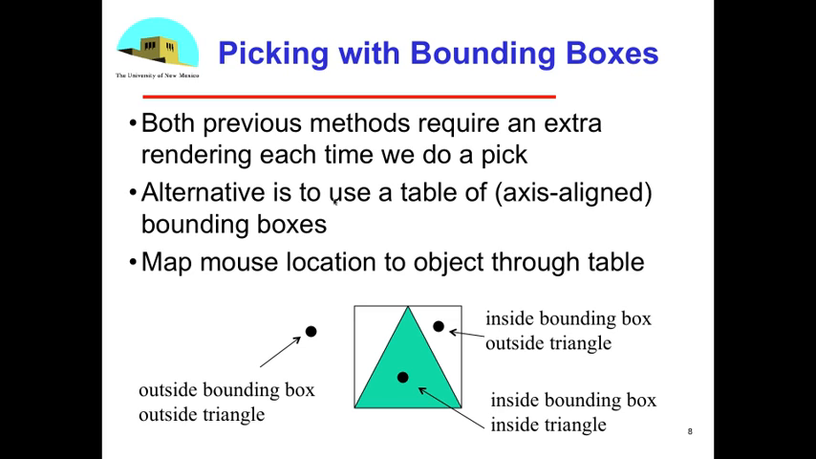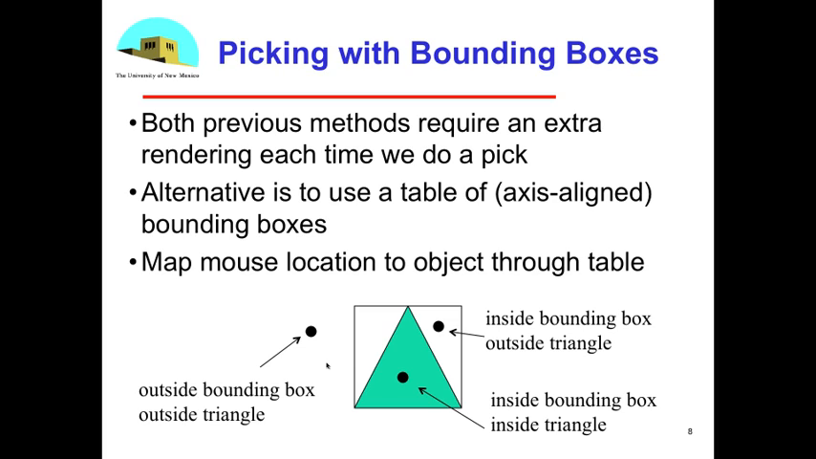We can do that by building a very simple data structure that's part of our description of the object. This goes on the application side. But you get little problems in that it may not be totally accurate, so you get a couple of cases. So here's a point that's both outside the bounding box and outside our object. Our object here is just a simple triangle, and that's easy.